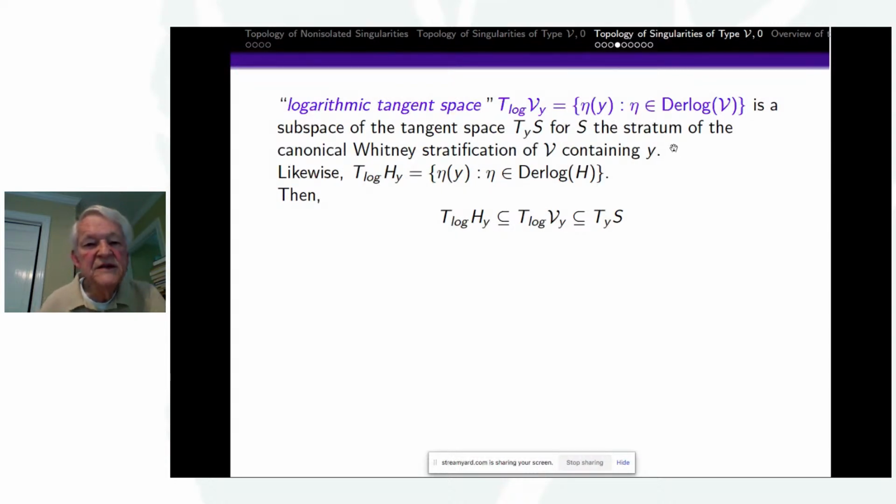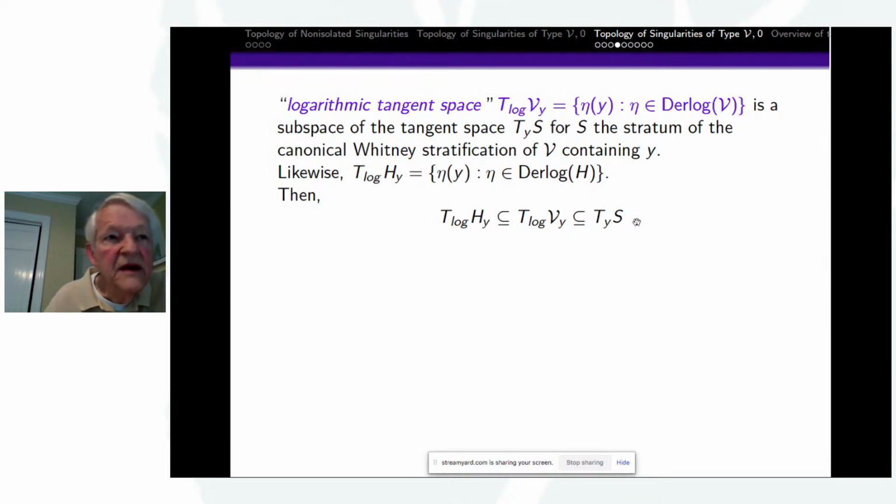The reason this is true is because the canonical Whitney stratification is invariant under diffeomorphisms. So if you take a one parameter curve from one of these vector fields and integrate it, it's going to stay in the same Whitney stratum, and therefore the tangent vector will be tangent. We can look furthermore at a submodule of this, namely Der(-log H), and look at those vector fields. Again, it's going to be a tangent space, and we have this inclusion of tangent spaces: T log H contained in T log V contained in the tangent space to the canonical Whitney stratification.